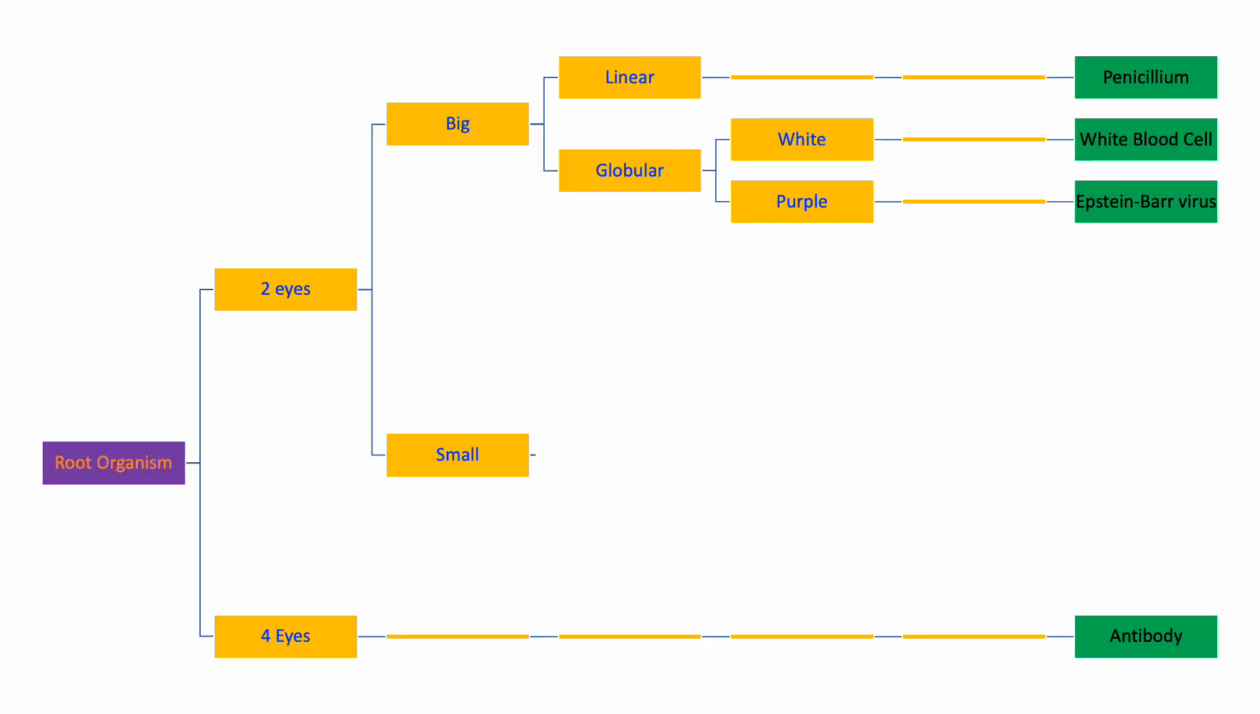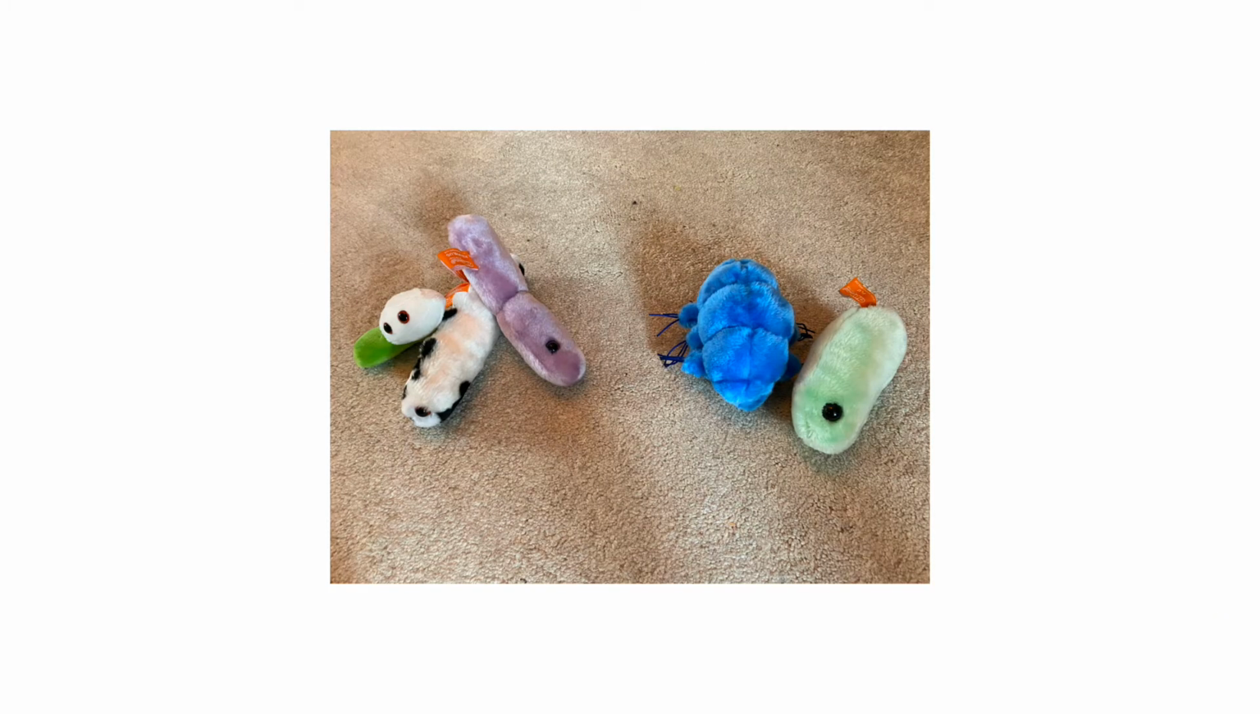Epstein-Barr virus. Here we have cladogenesis, where new organisms have been formed through splits creating clades. One clade includes the white blood cell and the Epstein-Barr virus in the globular clade. More clades will form as the tree continues to grow. Let's go back to the small organisms that can be broken up by their shape, again, linear versus globular.